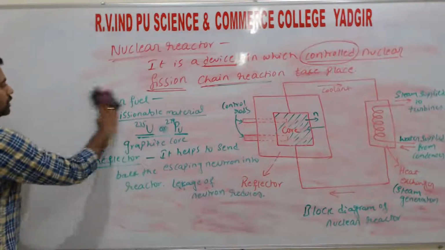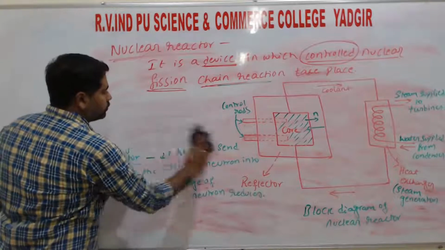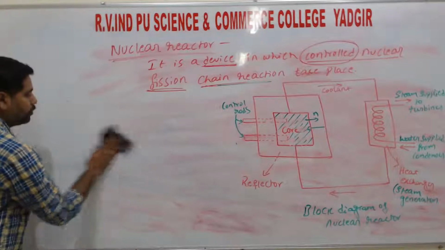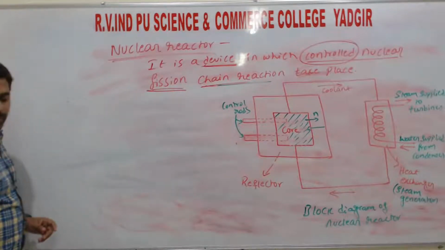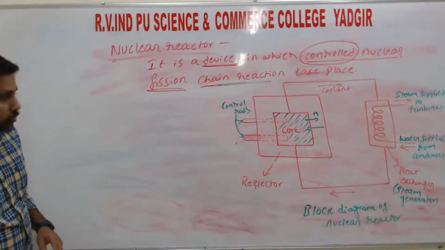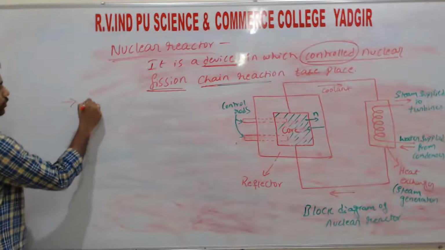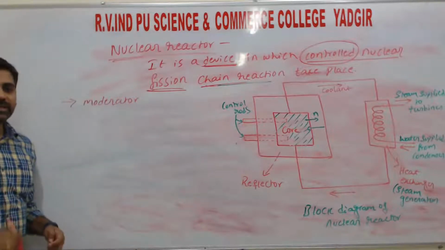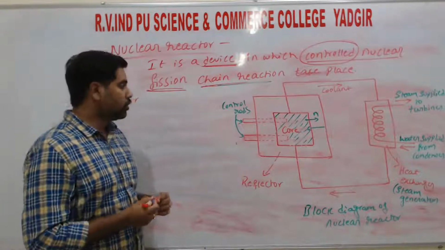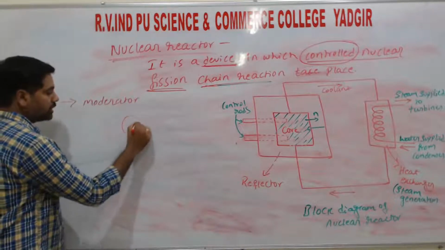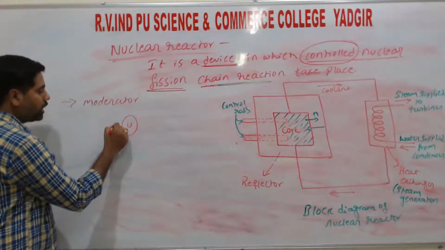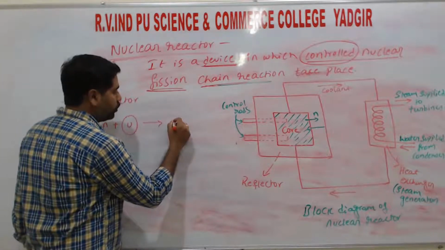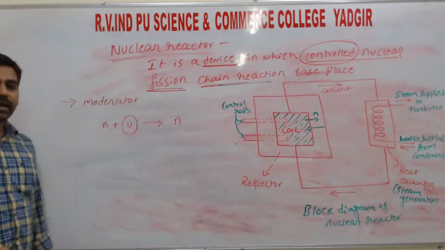The next, the third point, is the moderator. So what is the help of the moderator? As already said, the uranium nucleus is bombarded with a neutron, and then the neutrons are released along with the energy.